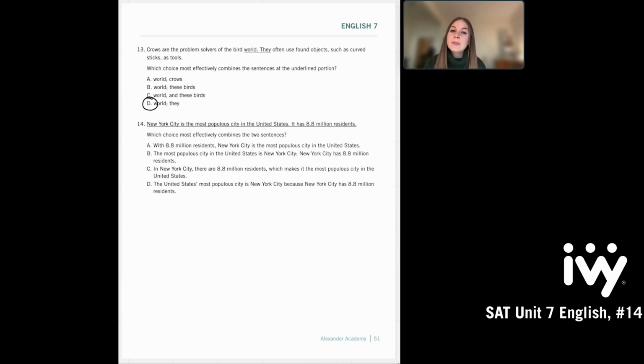Number 14. New York City is the most populous city in the United States. It has 8.8 million residents. Which choice most effectively combines the 2 sentences? Answer choice A, with 8.8 million residents, New York City is the most populous city in the United States, best connects the 2 clauses without being repetitive.